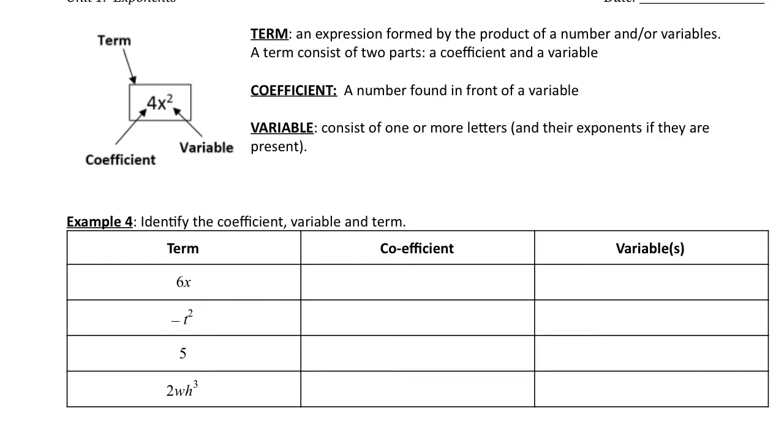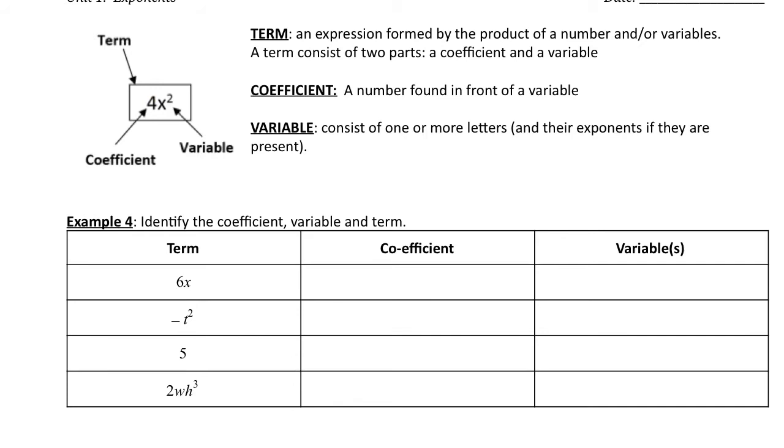And so a term will consist of 2 separate parts, something that we call a coefficient and what we call a variable. So here in this boxed example, I have a term that is 4x squared. A coefficient is the number that is found in front of a variable or in front of a letter. So in my term 4x squared, my coefficient would be the number 4.